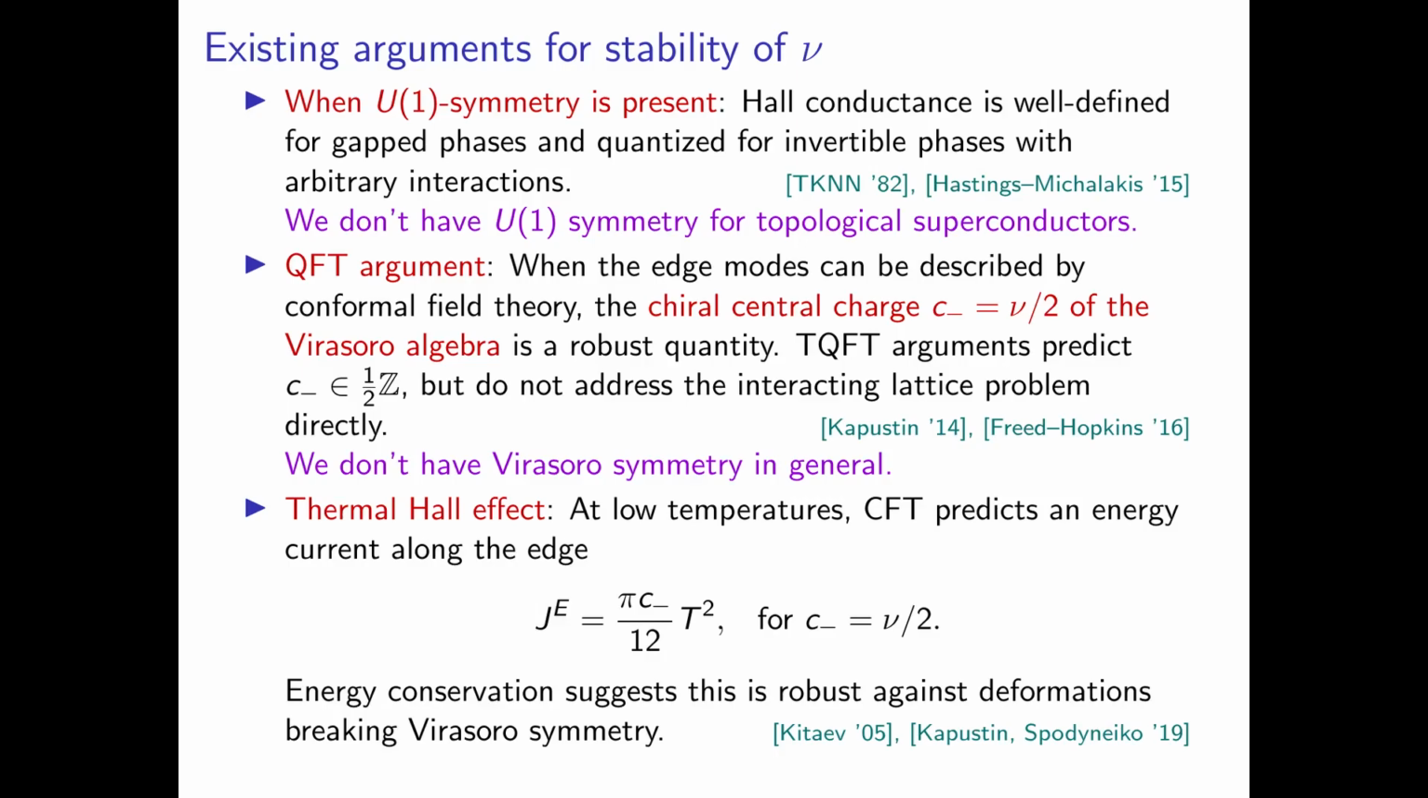But there is something from field theory that one can actually try to formalize on the lattice, and that is the thermal Hall effect. If you consider these edge modes at very low temperature, then conformal field theory predicts that there is some energy current that flows along this edge. And since energy is something that is supposed to be defined even when we break all spatial symmetries, probably there is a way to formalize these thermal Hall properties on the lattice.